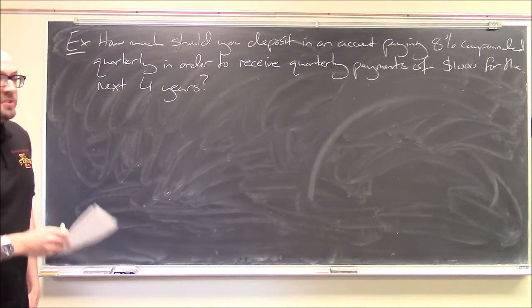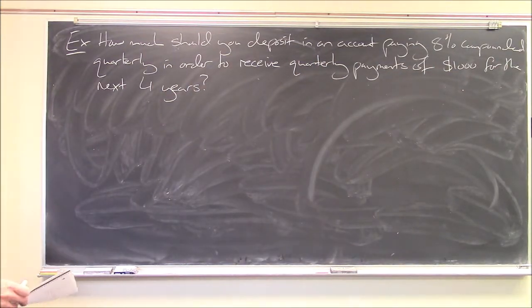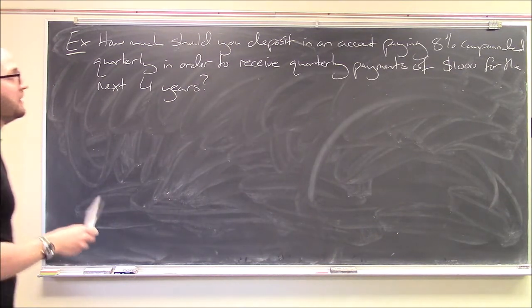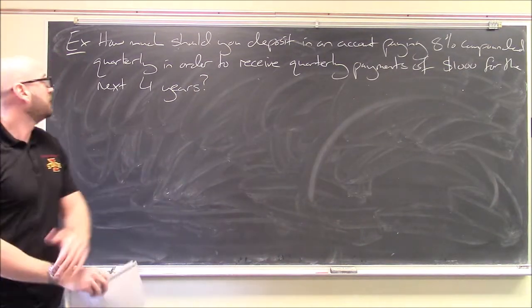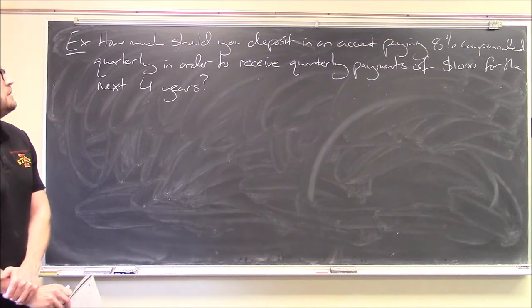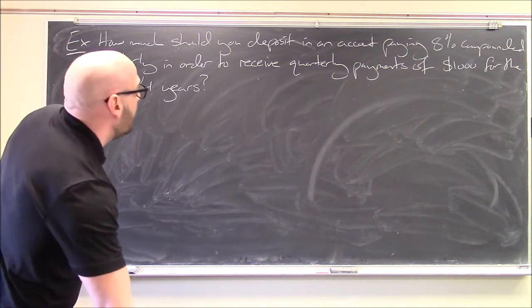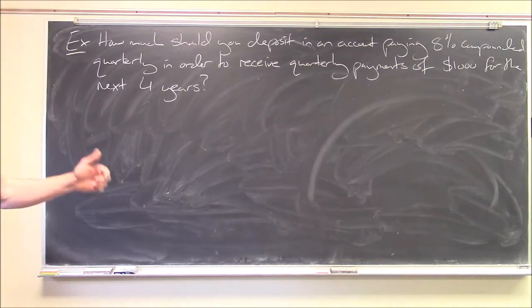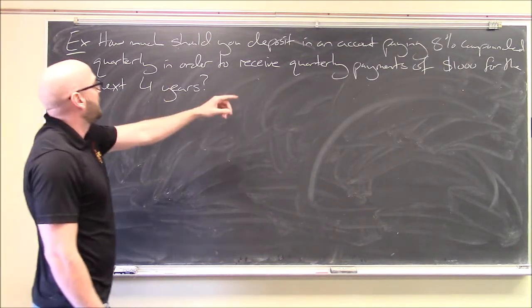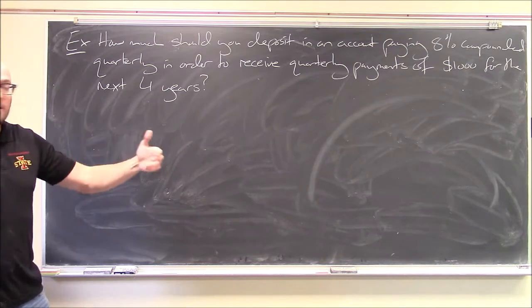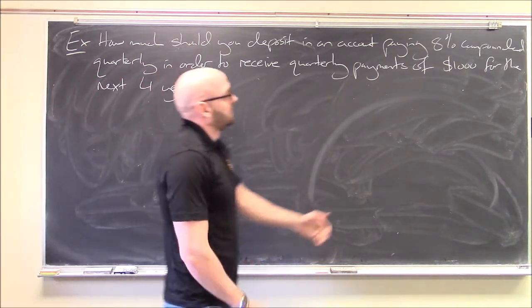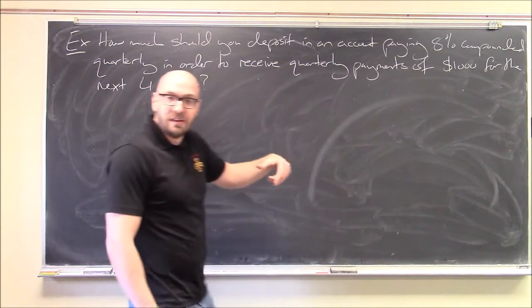So our first example is just a straight up present value question. It's how much should you deposit into an account paying 8% compounded quarterly in order to receive quarterly payments of $1,000 for the next 4 years. First thing I want to observe is how many payments are we getting? Quarterly payments for the next 4 years, so that's 16 total payments of $1,000, so we're going to withdraw $16,000.